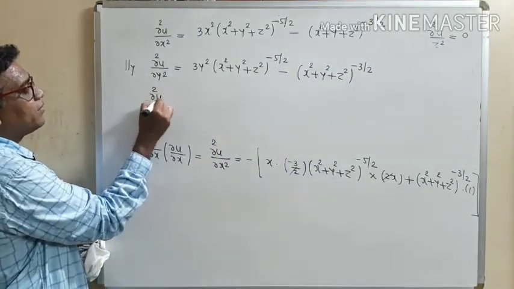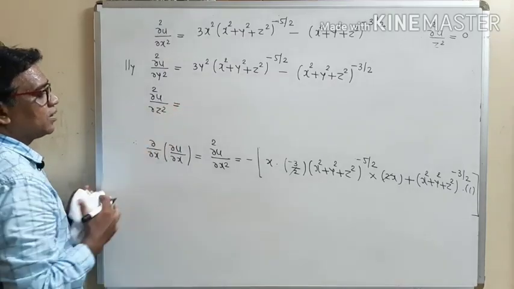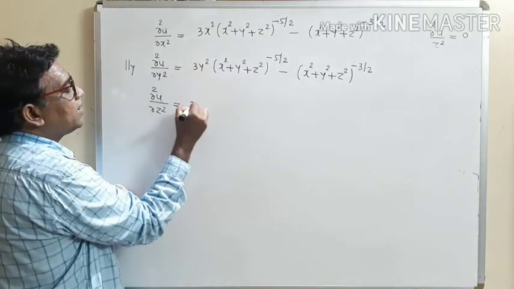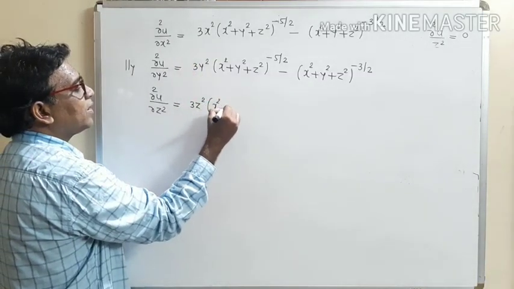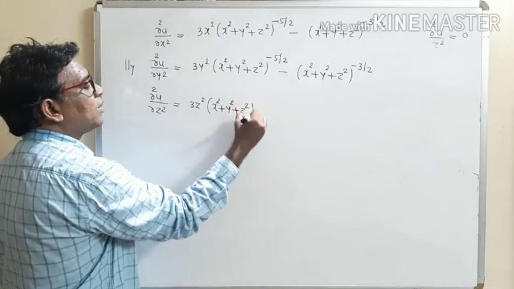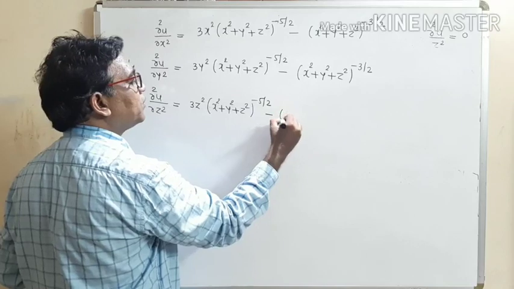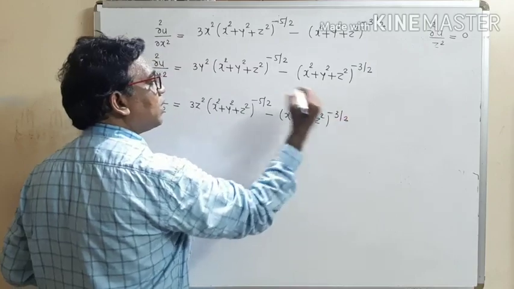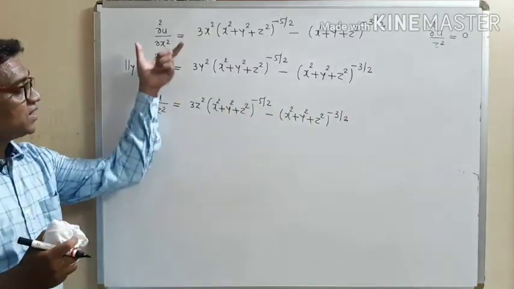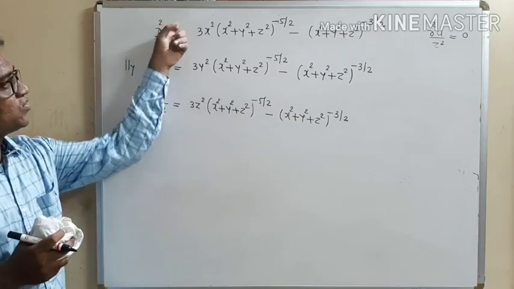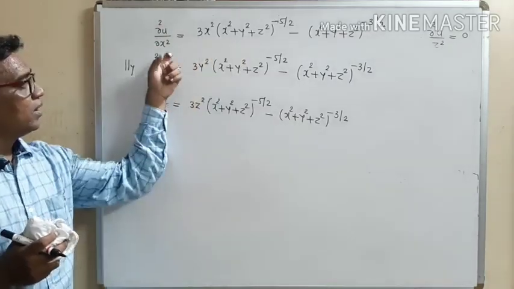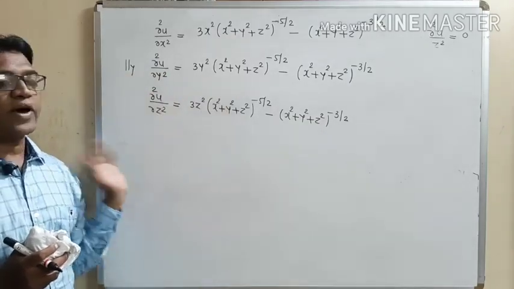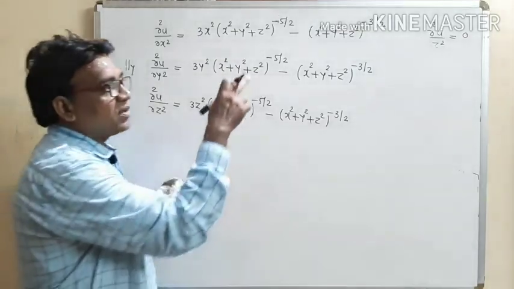And what is the next partial derivative? ∂²u/∂z², this is equal to, now instead of y², we just have to write here z², 3z² into bracket (x² + y² + z²) raised to minus 5/2 minus (x² + y² + z²) raised to minus 3/2. So these are our three partial derivatives. ∂²u/∂x² is given by this term, this is our second partial derivative ∂²u/∂y², and similarly we can write the third partial derivative.